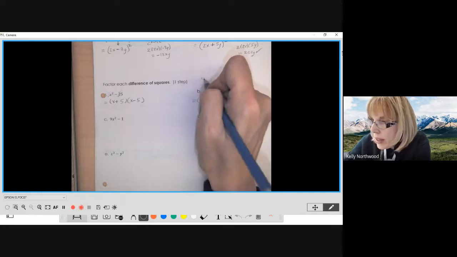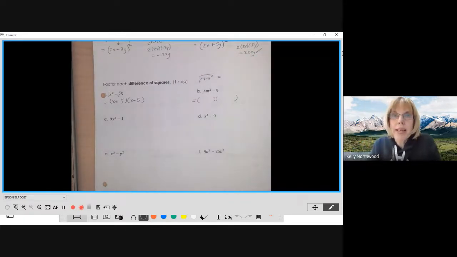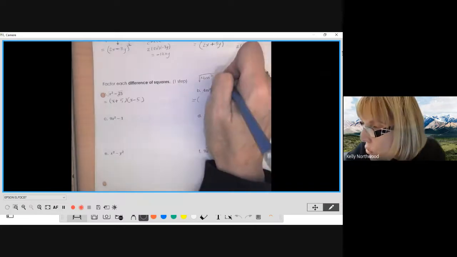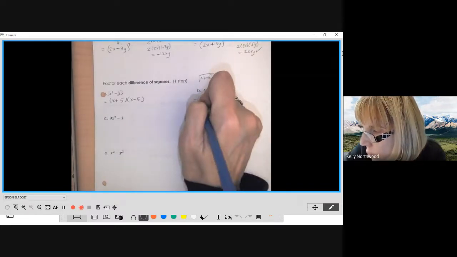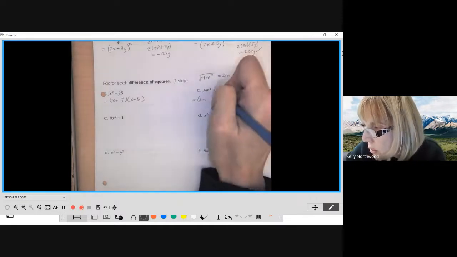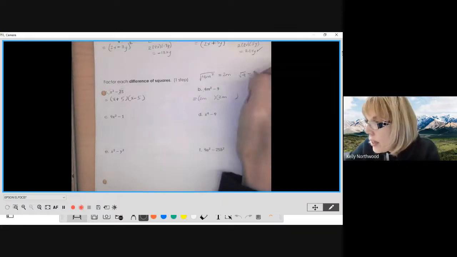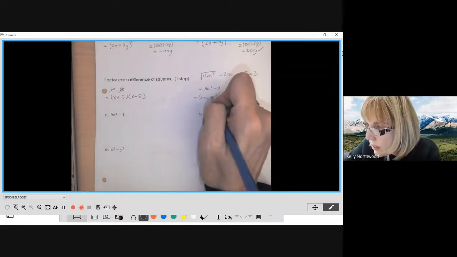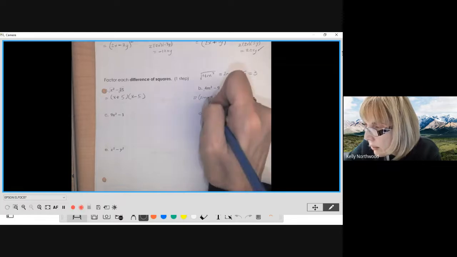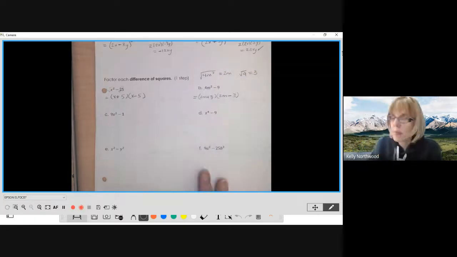So if you were thinking, what's the square root of 4m squared? What multiplied by itself gives you 4m squared? The answer is 2m. So there's a 2m at the start of each bracket. And then you're also thinking square root of 9 is 3. 3 at the end of each bracket. And then they have to have opposite signs in the middle, plus in one, minus in the other. Doesn't matter which one comes first, the plus or the minus.